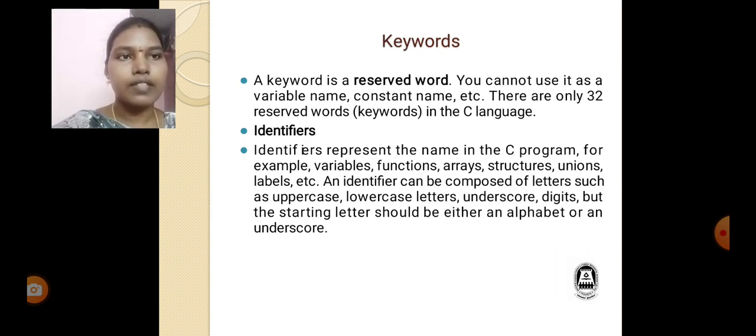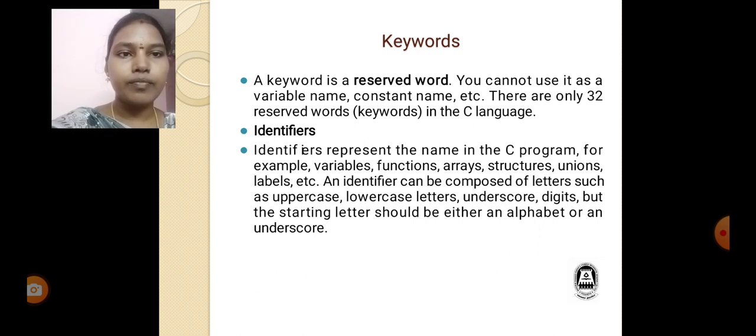Next one, keywords. A keyword is referred to as a reserved word. You cannot use it as a variable name or constant name. There are only 32 reserved words in the C language. A reserved word has a specific meaning and a predefined purpose, so we cannot use that name as the variable or constant name. So C has totally 32 reserved words. Next one, identifiers. Identifiers represent the names in the C program.